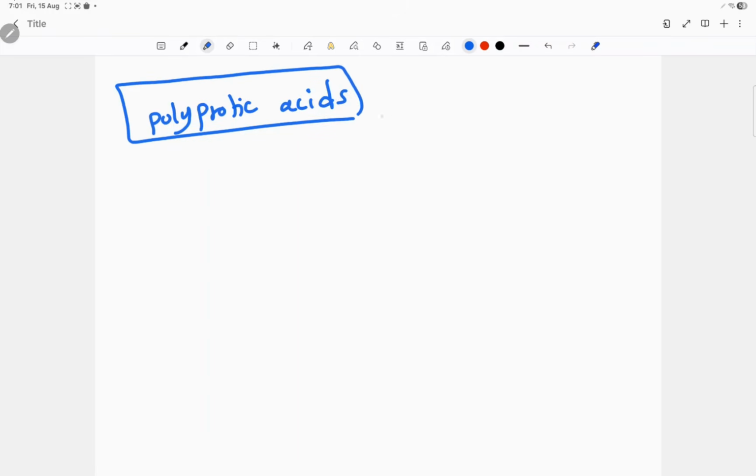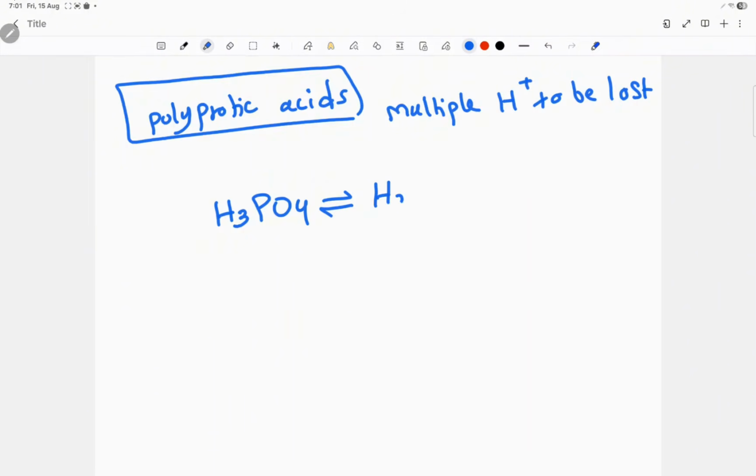Let's talk about polyprotic acids, which are acids with multiple H plus to be lost. For example, if I have H3PO4, how many H's can it lose? 3. But it's not going to lose them in one step, it will lose them in 3 steps. First, it will lose the first one.